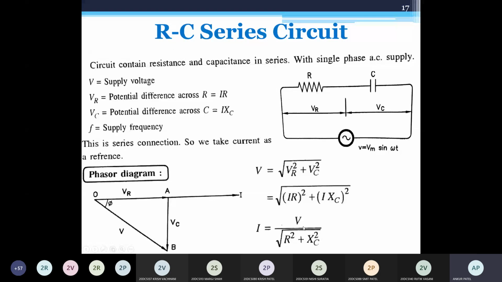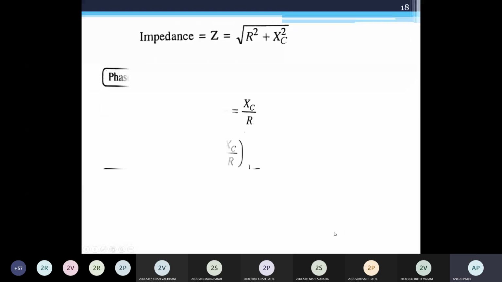So we can write I equal to V by the square root of R square plus X square. So what does the square root of R square plus X square mean? Impedance. Impedance of the circuit. So I is equal to V by Z.